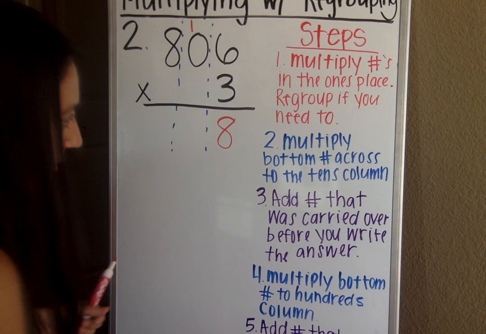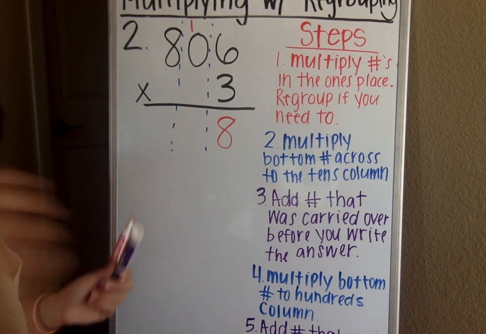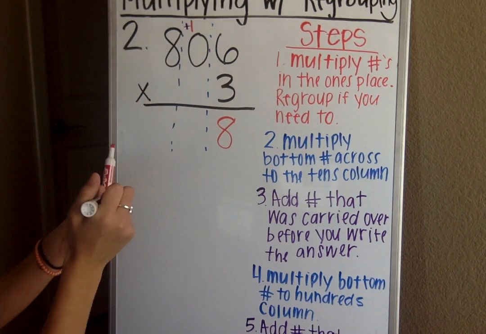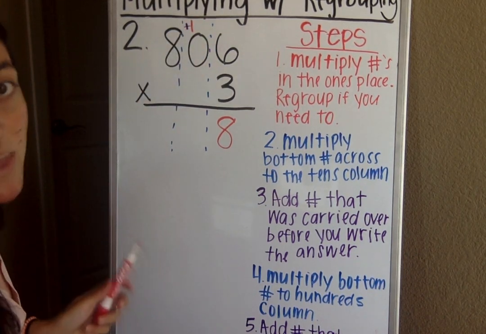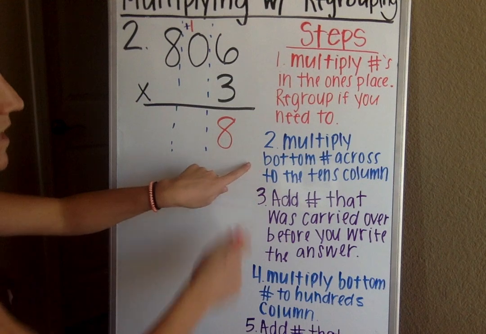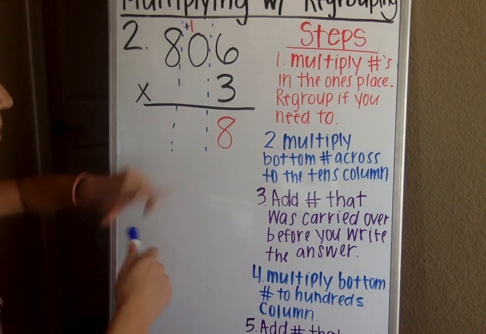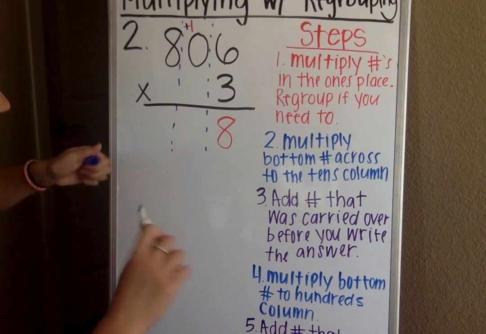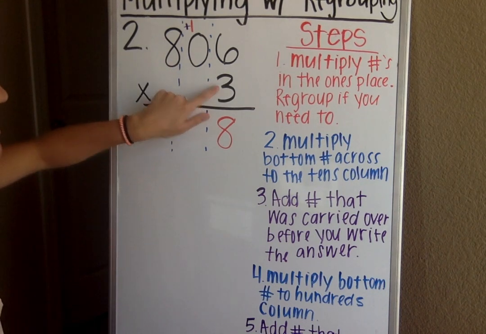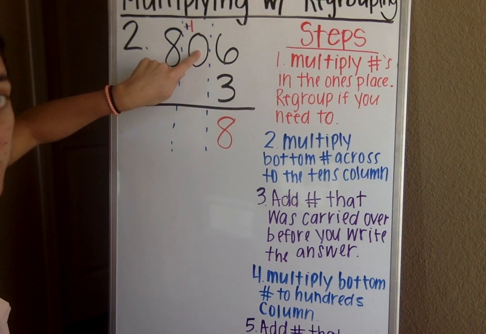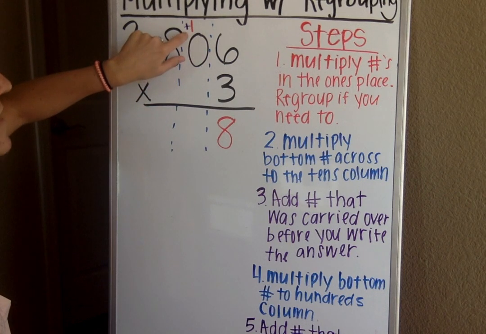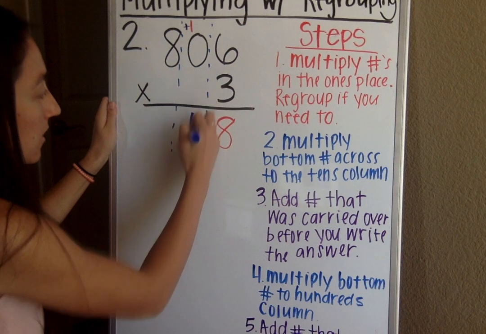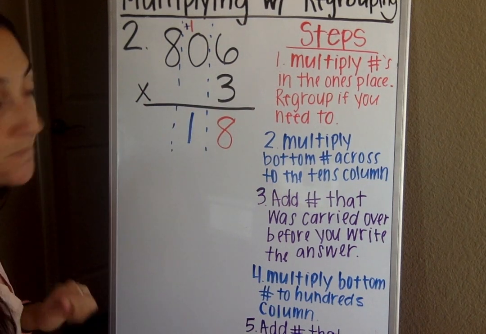Now, I thought of a really good idea that could help. It's to add a plus sign next to that number so that you remember it needs to be added. So now my second step is to multiply the bottom number across to the tens column. So 3 times 0 is 0, but I need to add the 1. So 0 plus 1 is 1. So I'm going to put a 1 there.